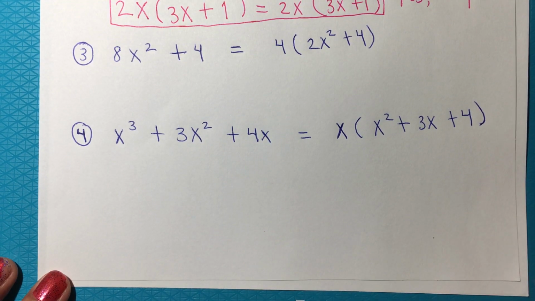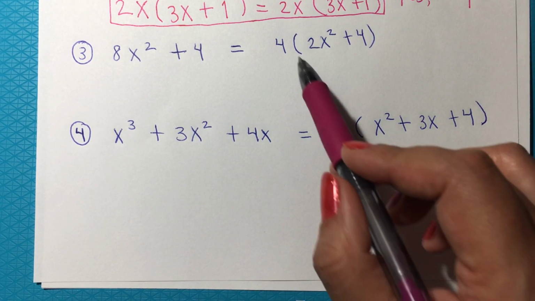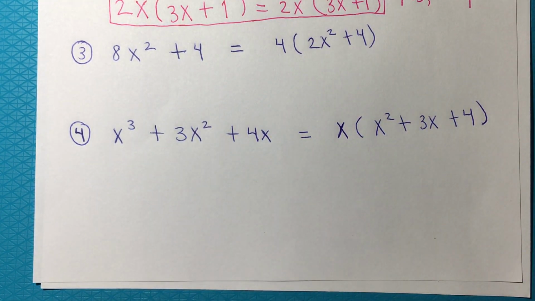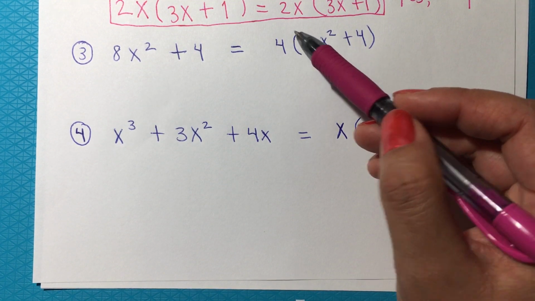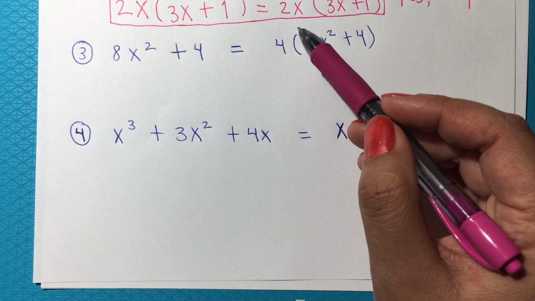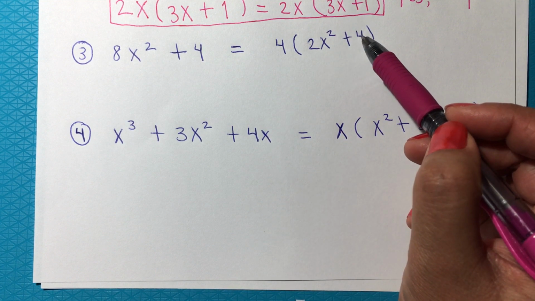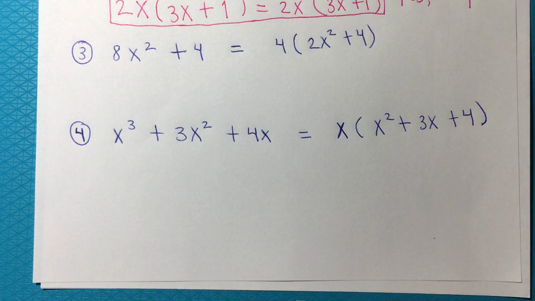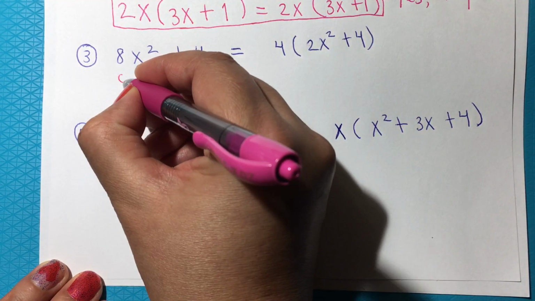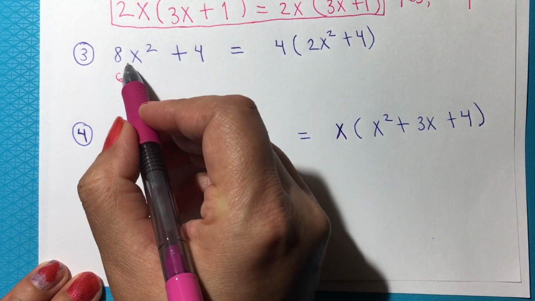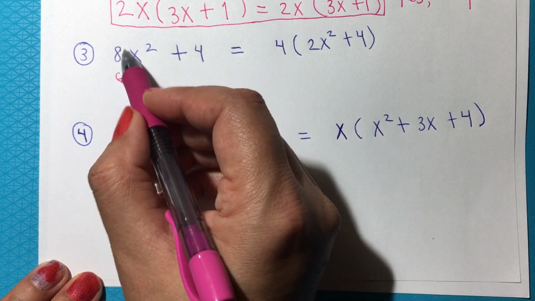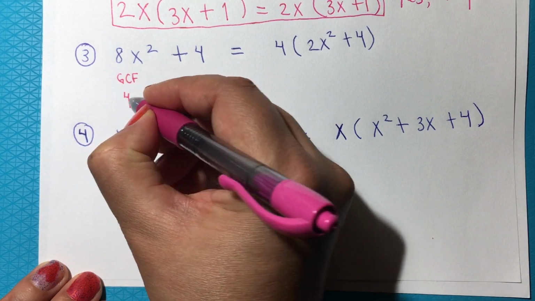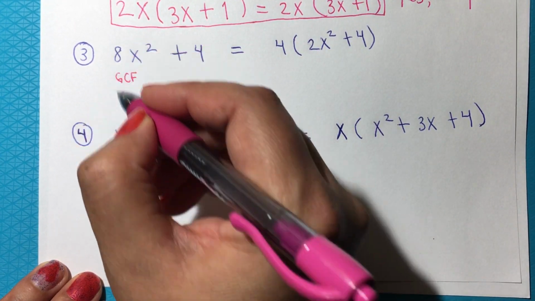Okay, for the next one, again, we can simplify by multiplying this. And even you can do it: 4 times 2x squared is 8x squared. But then we also have to multiply this one. 4 times 4 is 16. You can do that, but let's just continue with the greatest common factor, okay? What would be the greatest common factor for these two terms? What is the greatest number that can go into both 8 and 4? 4, because 4 goes into 4 one time and 4 goes into 8 two times.